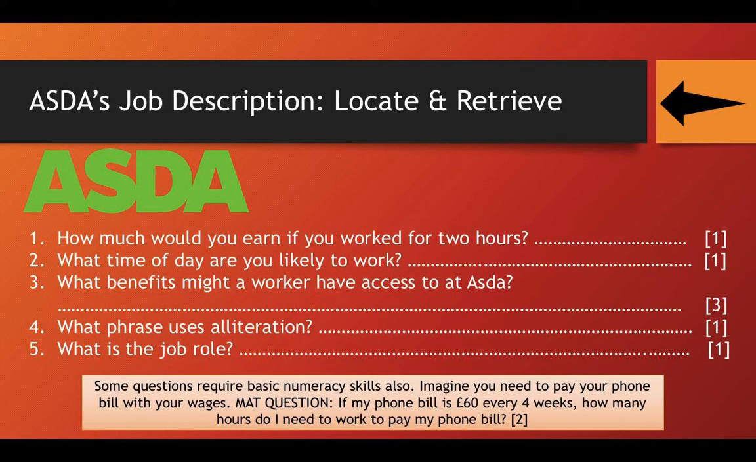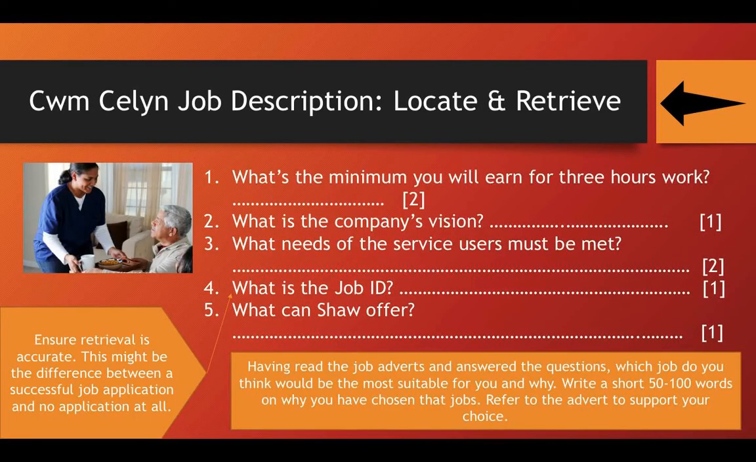Okay, so moving on to our third job, we've got Celyn. There are some questions, such as what is the job ID, that really require very accurate retrieval. It's a series of numbers, and just one number wrong would mean that you would lose that mark. So be very, very careful.